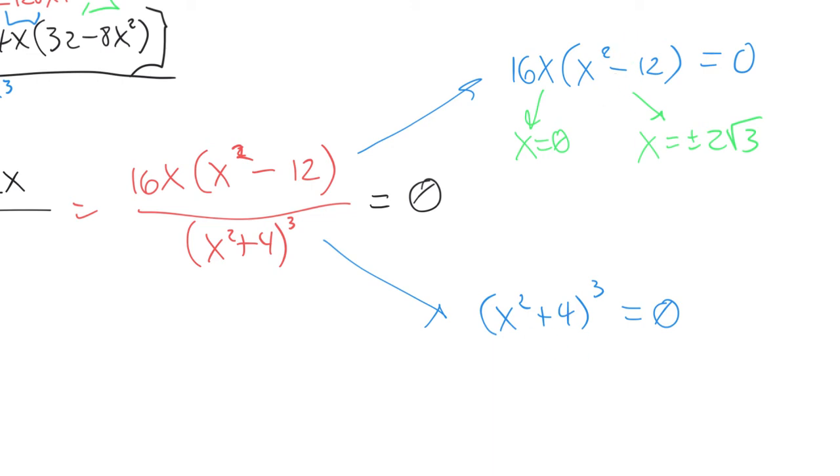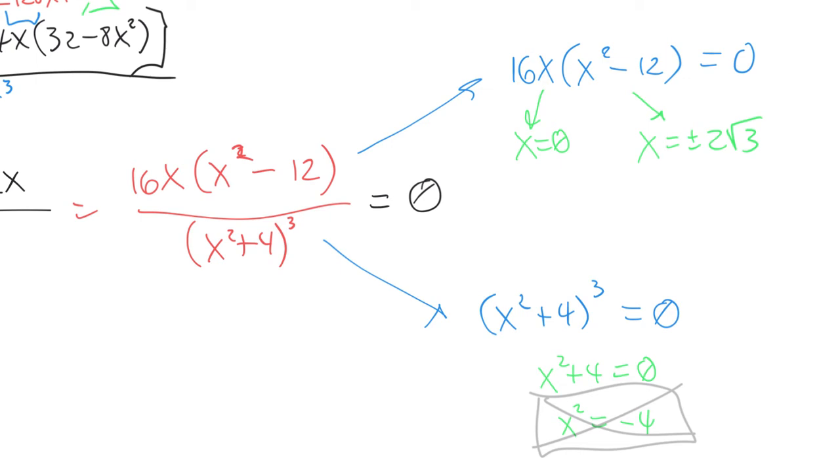Over here, there'd be a moment where we'd have to cube root both sides, and that would leave us with x squared plus 4 equals 0. We'd then subtract 4 from both sides. We'd have x squared equals negative 4, but at that point there's nothing we could do, because you can't take the square root of a negative number. That would result in an imaginary number, and we are only looking for real numbers in this case, okay?